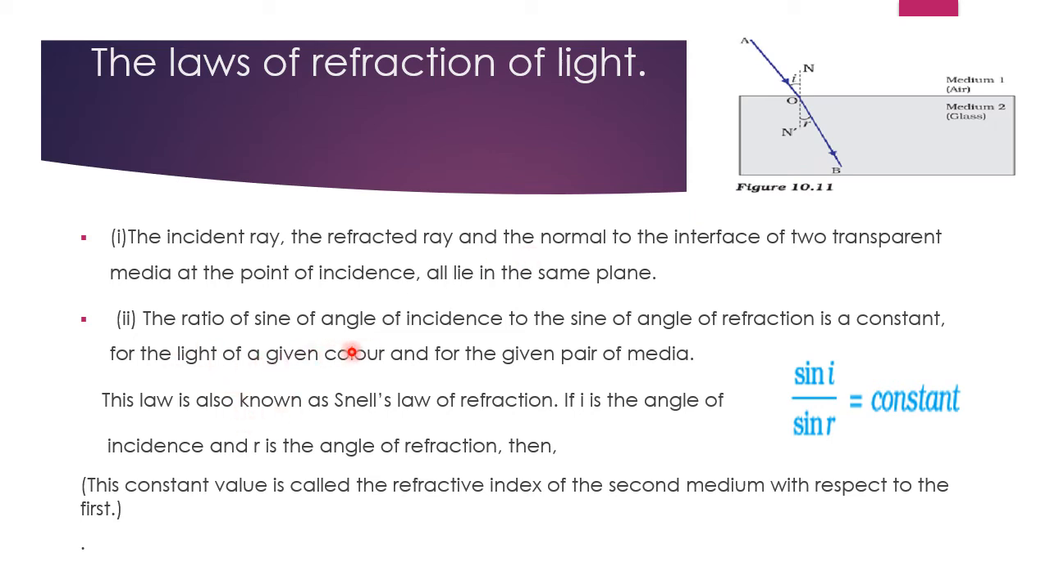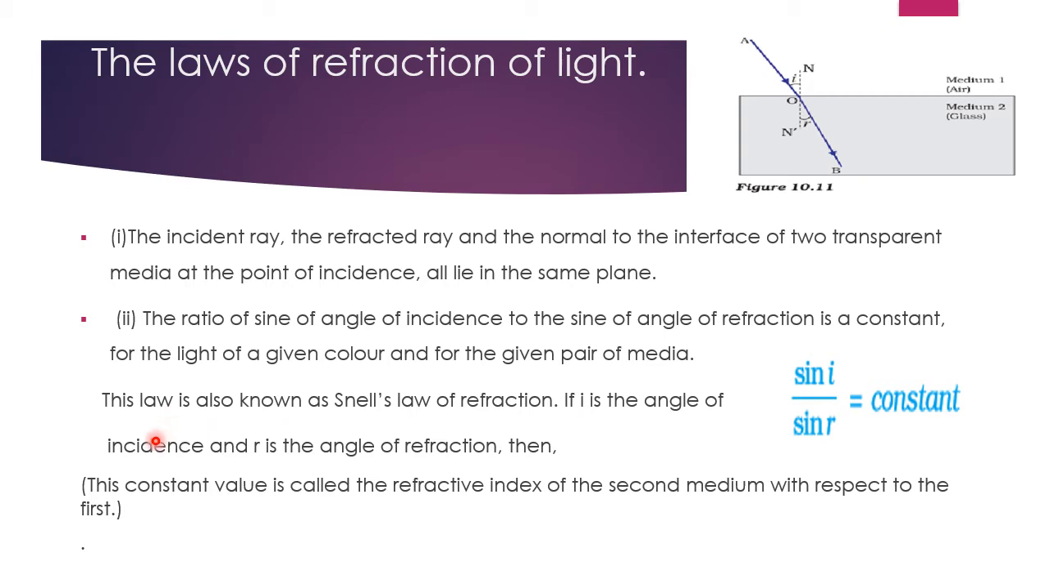Second, the ratio of the sine of the angle of incidence to the sine of the angle of refraction is a constant. You will be studying sine and cos in trigonometry. That is, the sine of angle I upon the sine of angle R is equal to a constant, for light of a given color and for the given pair of mediums. For a particular medium it is constant, and this law is also known as Snell's law of refraction.